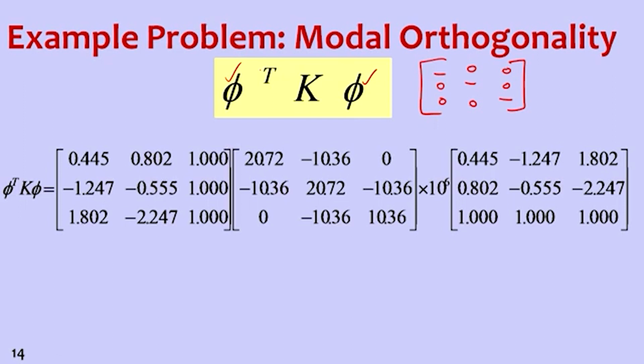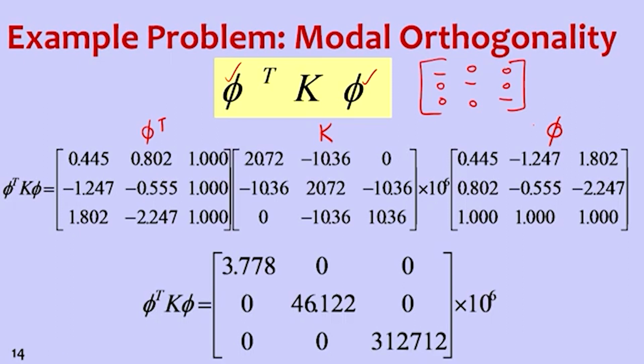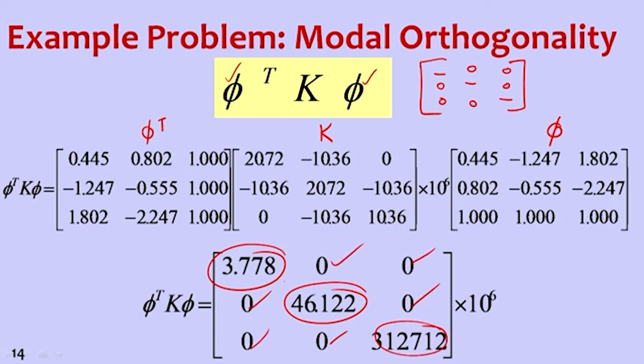Here I am substituting the phi matrix which we have just calculated, this is phi transpose and this is the k matrix. When I multiply phi transpose, k and phi, ultimately I get this matrix. It has non-zero values on the diagonal and 0 for all non-diagonal elements. By this we can prove that modal orthogonality exists.